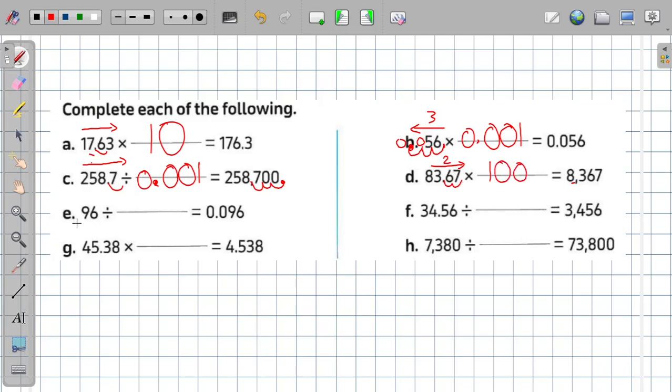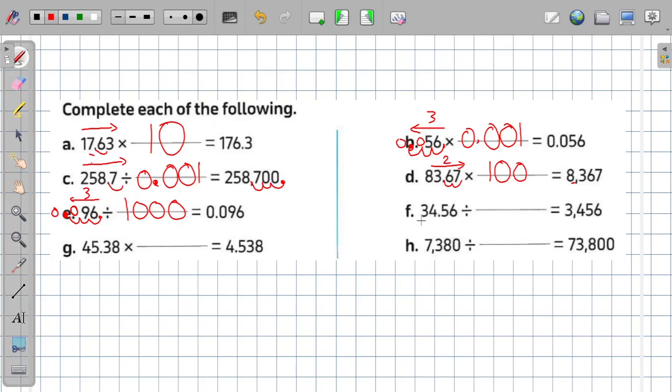Next, I have 96 divided by a number equals 0.096. So the decimal point is right here and we moved it 3 places because we add 2 zeros right here and the decimal point will be between the 2 zeros. So we moved the decimal point 3 places to the left and we divided by a whole number. So it will be 1 and 3 zeros, so it will be 1,000.